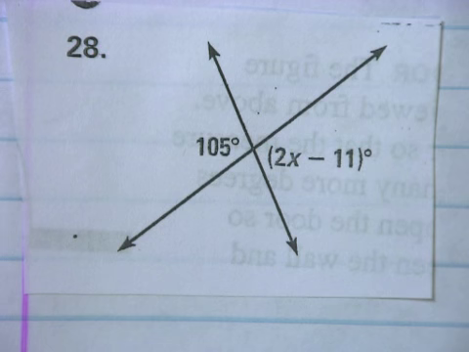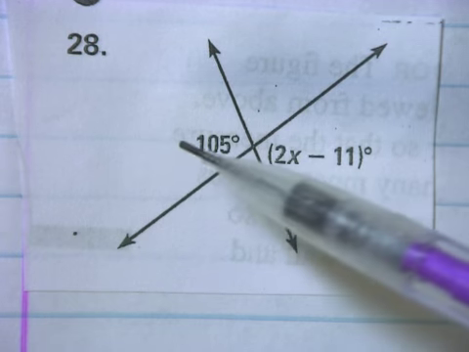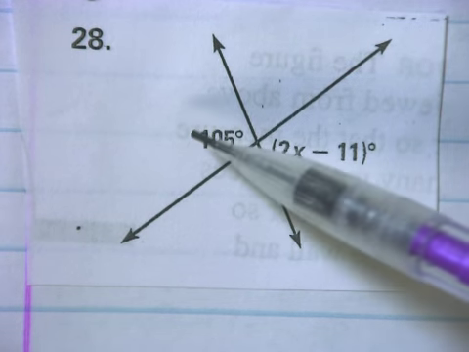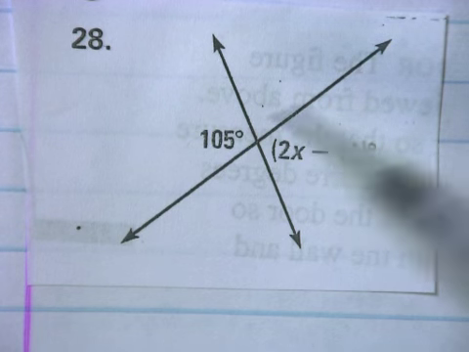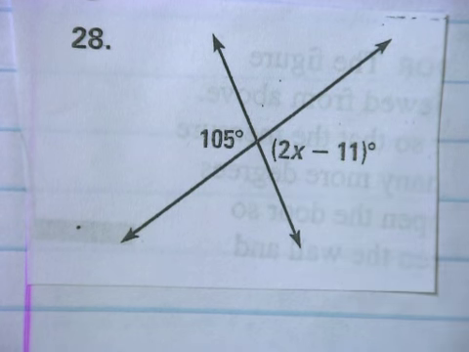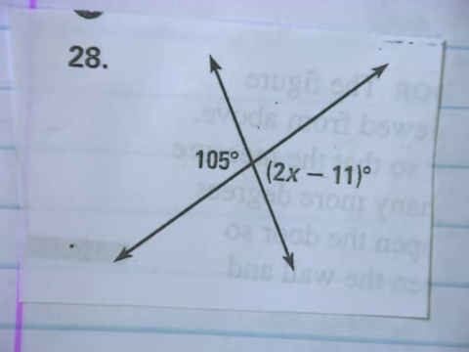Okay, so we're on page 48 and we're doing questions 28 through 36. They are asking us to find the values of the variables. So if you look on question number 28, you have two vertical angles. This angle is 105 and they want you to find the value of x. We know that vertical angles are congruent, which means they have equal measure. So then basically I can set these two angles equal to each other.